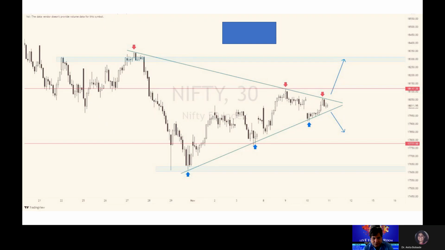All right, so look at this chart. It's a simple pattern. They have joined the resistance of this entire Nifty chart. Now this, we found a reversal.